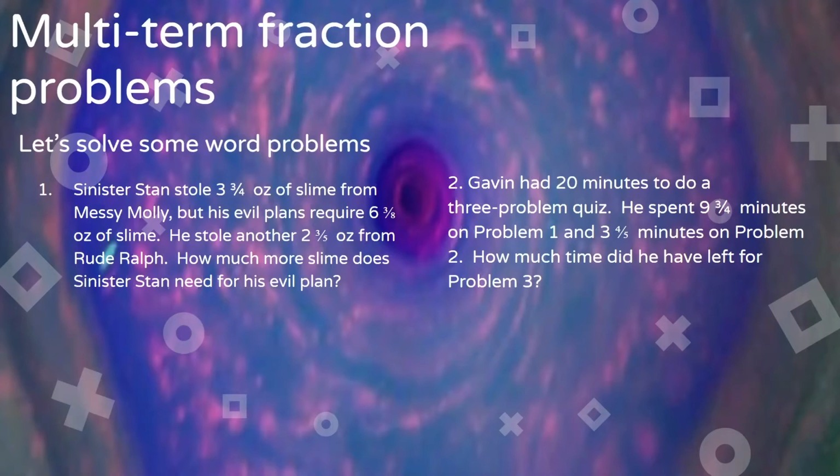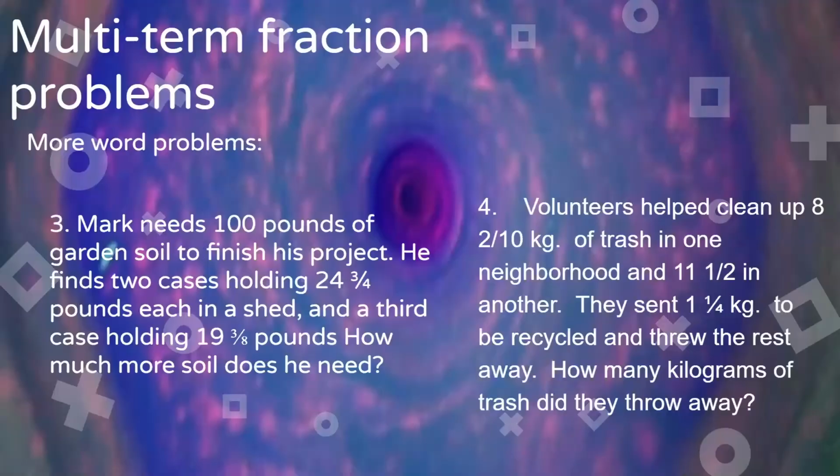Your second problem. Gavin had 20 minutes to do a 3-problem quiz. He spent 9 3/4 minutes on problem 1 and 3 4/5 minutes on problem 2. How much time did he have left for problem 3? And I'll give you 2 more. Mark's going to need 100 pounds of garden soil to finish his project in the yard. He finds 2 cases holding 24 3/4 pounds each in his shed, and a third case holding 19 3/8 pounds. How much more soil does he need?